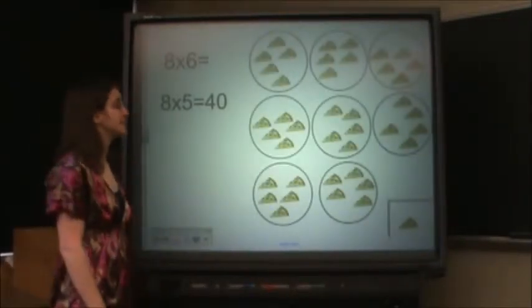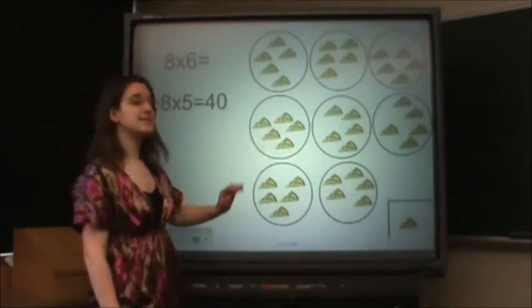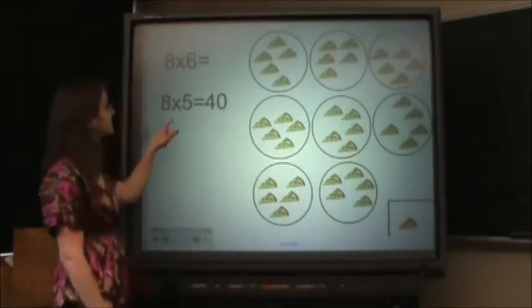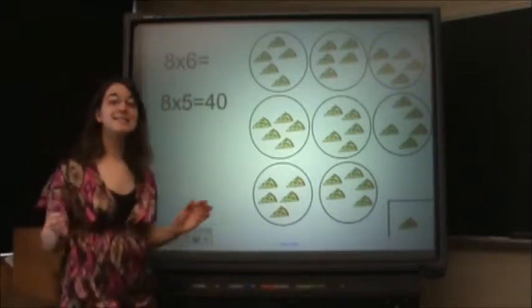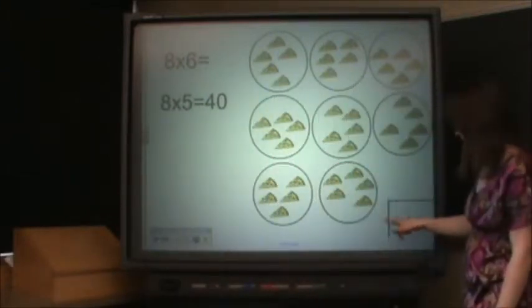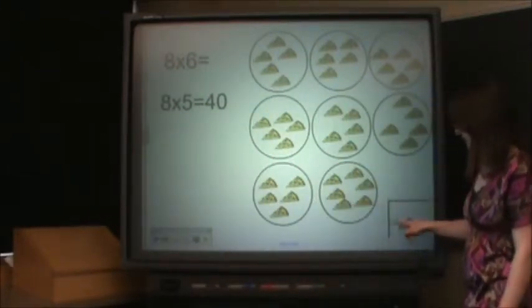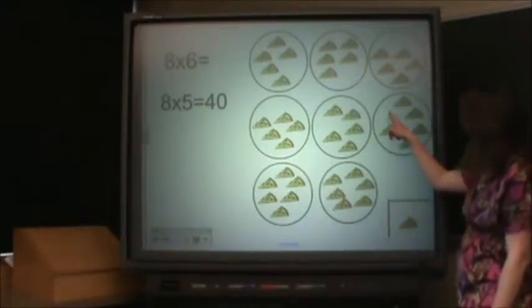I did that here with slices of pizza. So I have 8 sets with 5 slices of pizza each. That represents this problem, but we need to get to 8 times 6. So I need 6 pieces of pizza in each set. To get there, I'm going to add 1 piece to each set. And if I have 8 sets, how many pieces of pizza am I adding?